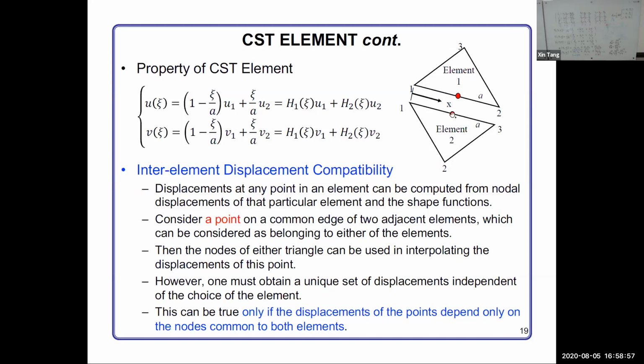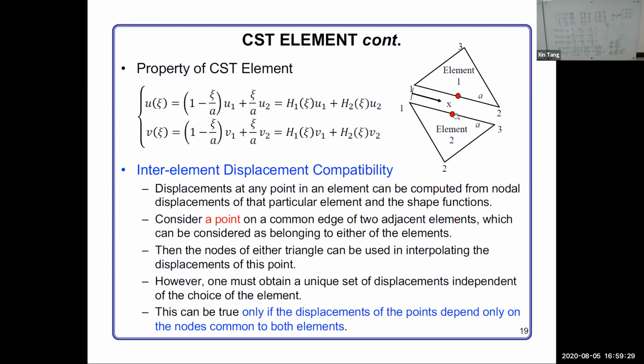If they are different, it means at one point they have two displacement fields. That means this point is broken. It has a crack there. It separated from each other. They have different values. It's discontinuous. That is not allowed in the finite element course we are discussing. So for these two points, when you calculate it, the displacement has to be the same.